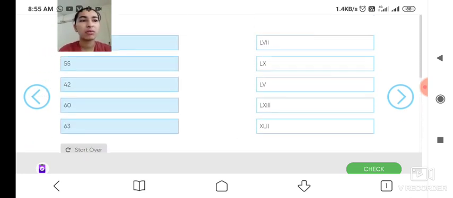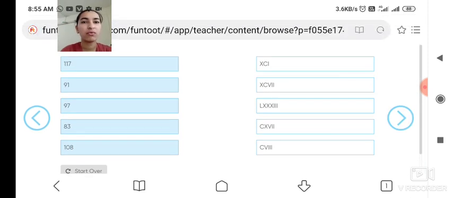Let's take another example. Now this is also match the following. Try to do this. Pause the video, students, and try to find out which matches with which one. 117 matches with one of these, that means the number on the right hand side, then 91, then 97, 83, 108. How are we going to write these in Roman numerals?